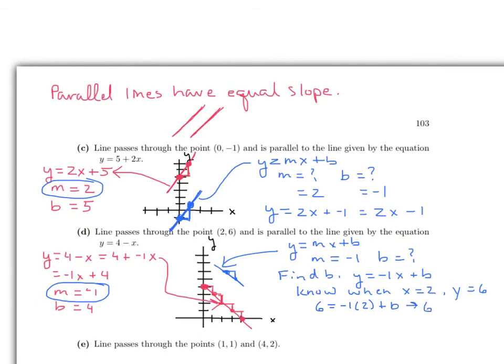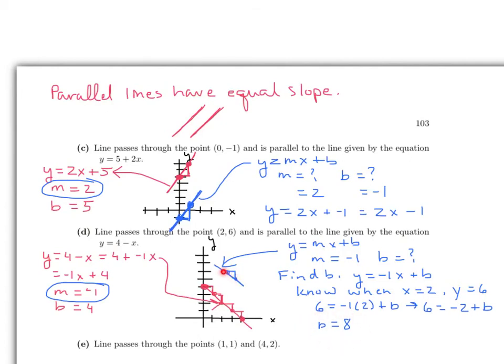So this says 6 is equal to negative 2 plus b, and this tells us what b has to equal. If we solve this equation for b, we find that b has to be 8. Does that make sense? Well, remember that b is the vertical intercept, or the y-intercept in this case, and we are concluding that it is 8.